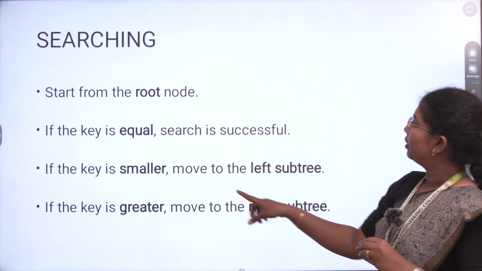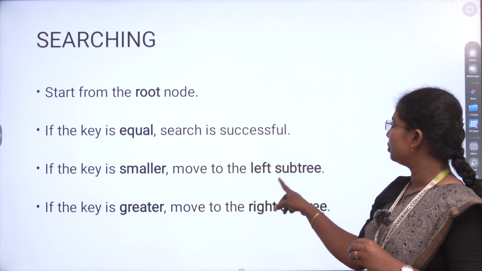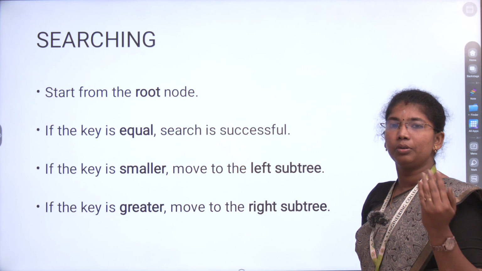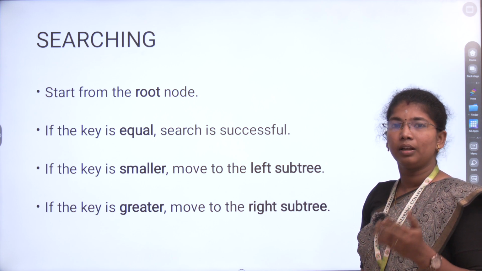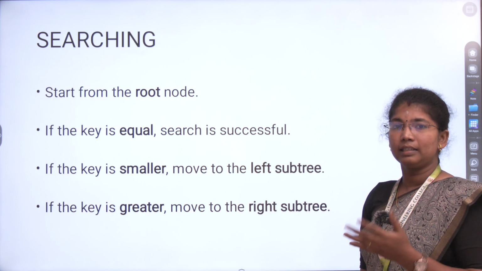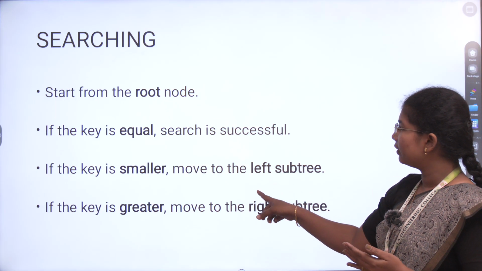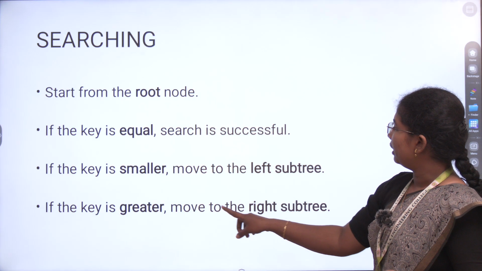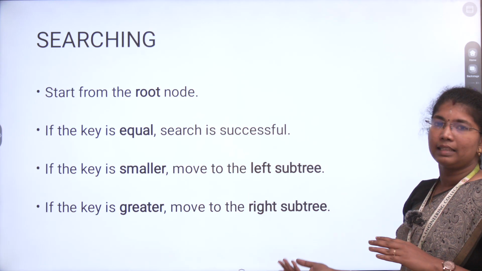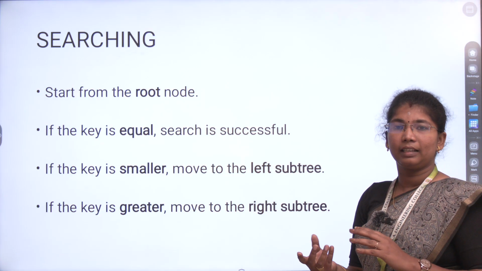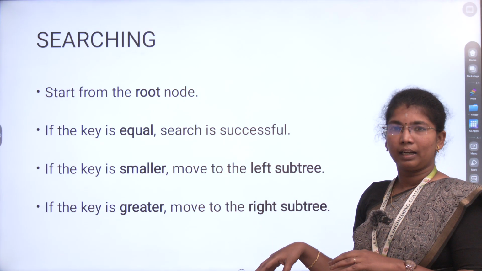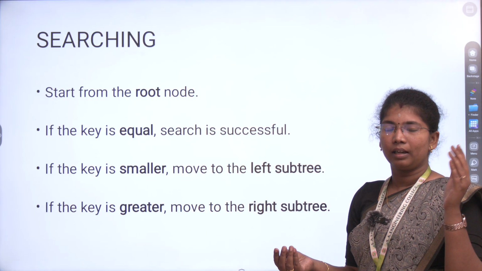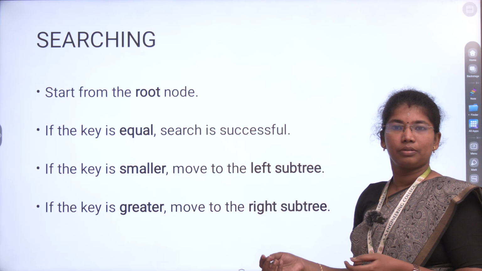Then, if the key is smaller, move to the left subtree. As I have already told, from the root node, the left side is smaller compared to the root node and the right side is greater compared to the root node. So if the key is smaller, you have to move to the left side of the root node. If the key is greater, move to the right subtree. Then you can find the values by comparing.